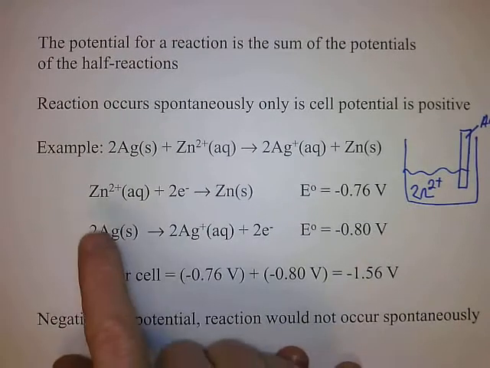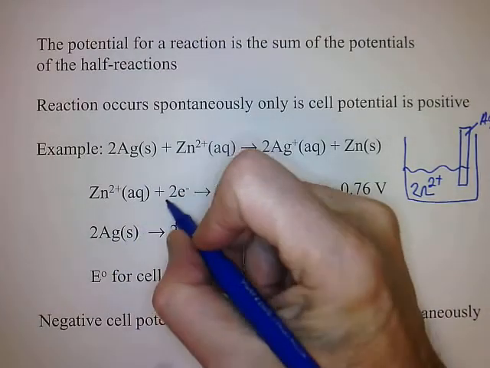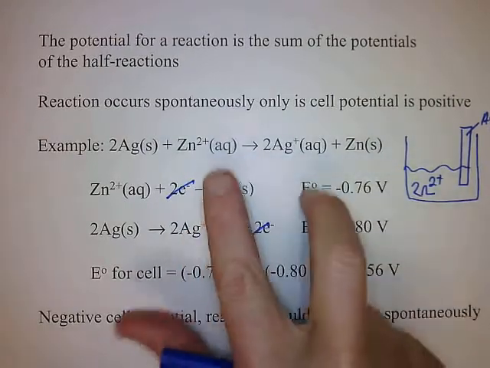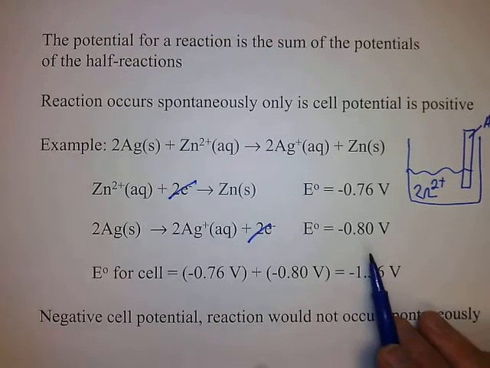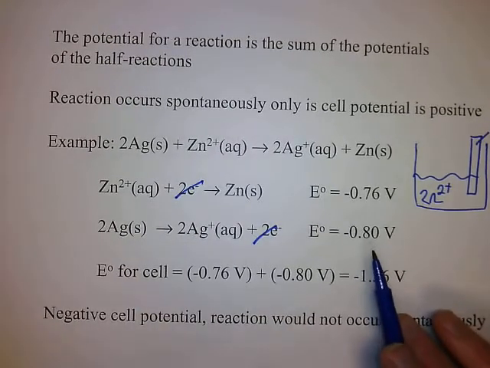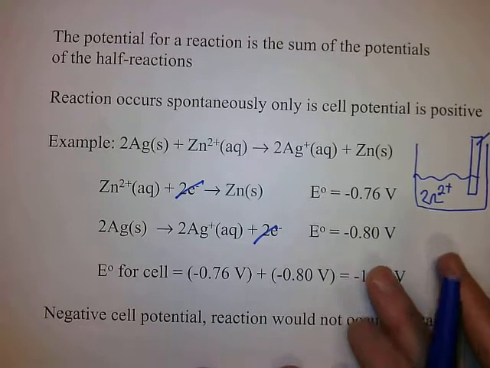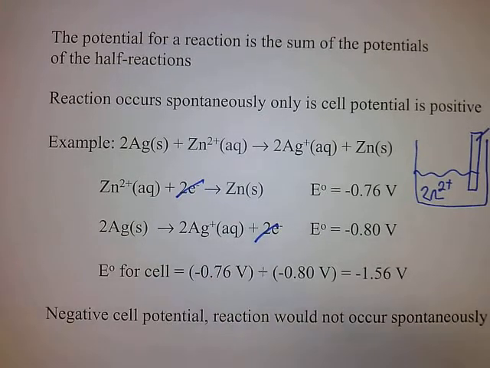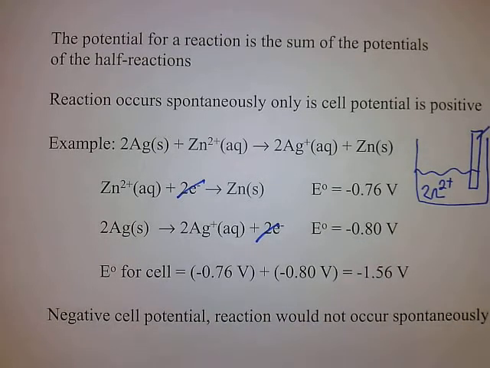So I multiplied the silver reaction by 2 to make the electrons balance. So basically the electrons will cancel and these two reactions will add to this reaction. But I did not, and you do not, multiply the potential by 2. It's minus 0.80 volts, whether you multiply the reaction by 2 or 3 or whatever to balance the equation. You do not multiply the potential by the balancing coefficient. It stays as 0.80 volts.